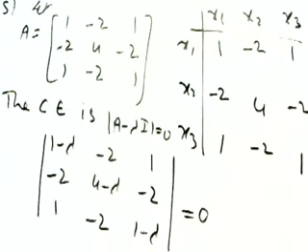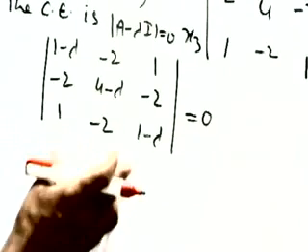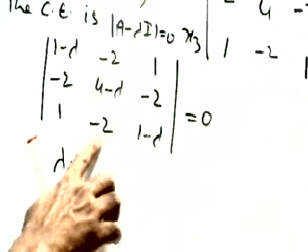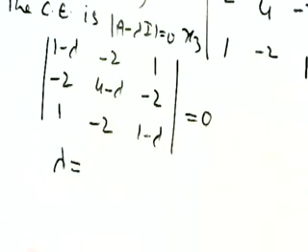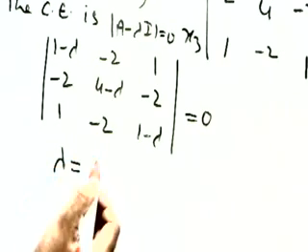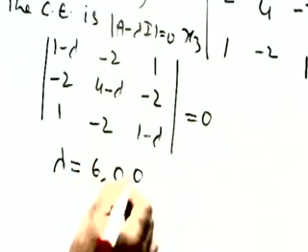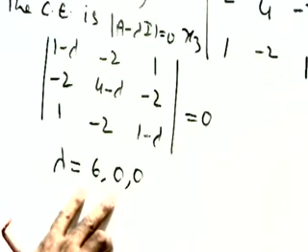I'm not showing it in detail because it takes a lot of time. You have already seen how to solve this one. When we solve this, we get the values of lambda. You try this by yourself. After solving, you get three values of lambda: lambda equals 6, 0, 0.